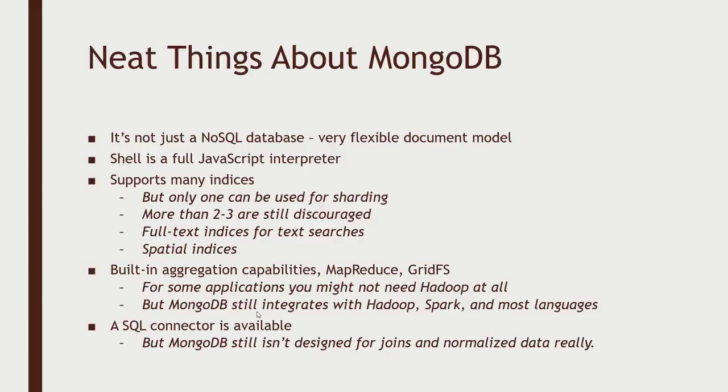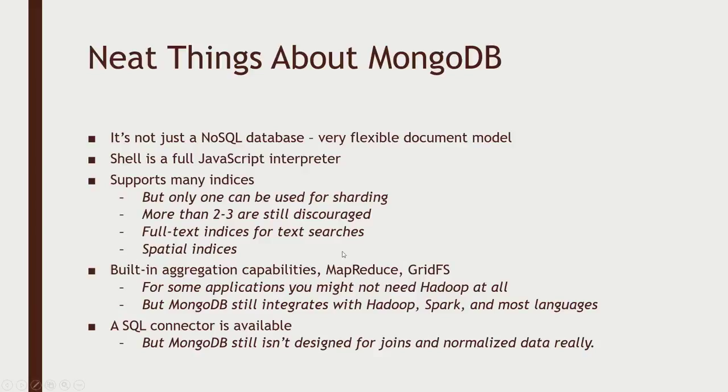It also supports many indices, although you're still discouraged from doing more than 2 or 3 in a given collection, and you can only have one that's used for sharding. But you can set up things like full text indices for doing efficient text searches across MongoDB. So MongoDB is really a good choice for storing big documents of information or text. You can also have spatial indices where you can do searches across latitudes and longitudes, for example, and figure out what database objects intersect a given position, which is a neat feature.